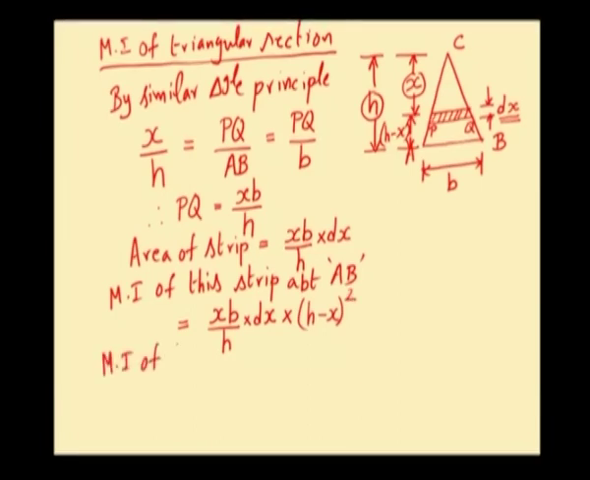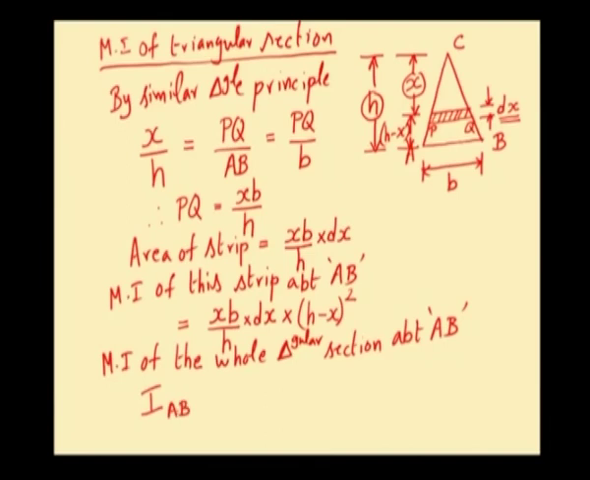Now, we shall calculate the moment of inertia of the whole triangular section about the base AB. Moment of inertia of the whole triangular section about the base AB will be obtained by integration. So, I am writing moment of inertia about base AB as IAB. IAB will be integral of b by h into x into h minus x the whole square dx between the limits x equal to 0 to x equal to h.